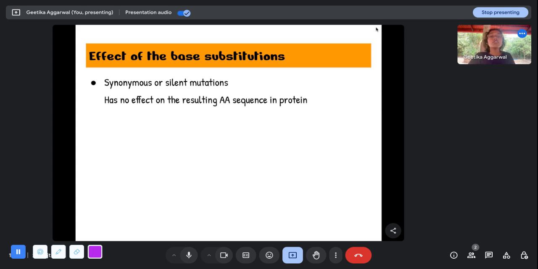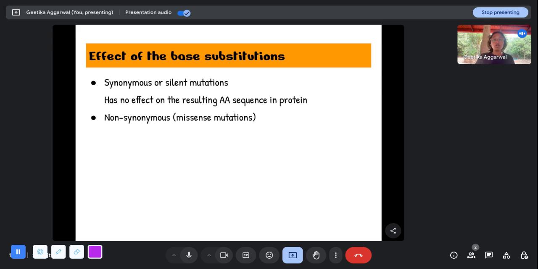How so? As we are aware of the redundancy of the genetic code, of the codons, multiple codons code for the same amino acid in the process of translation, right? So if one of these codons gets changed in a way that it's still coding for the same amino acid, then these will be called synonymous or silent mutations.